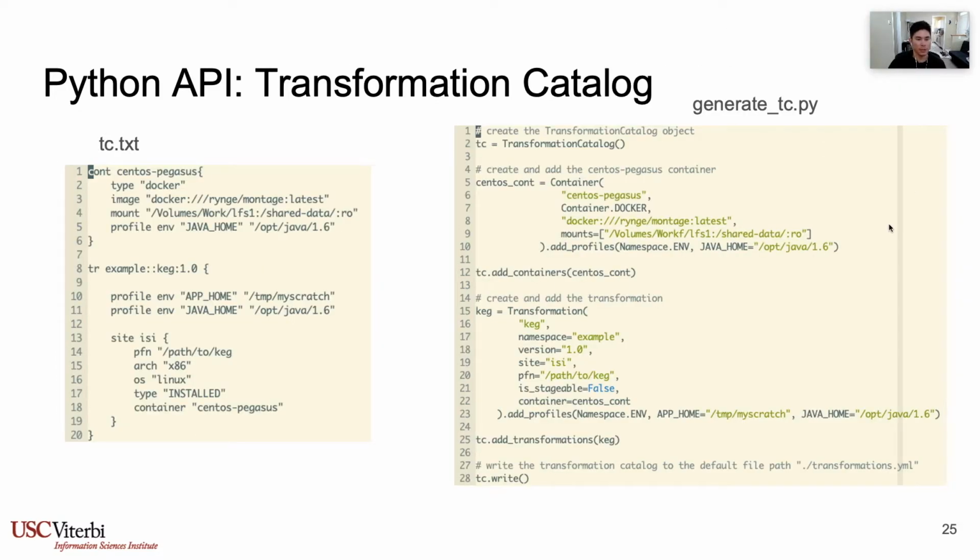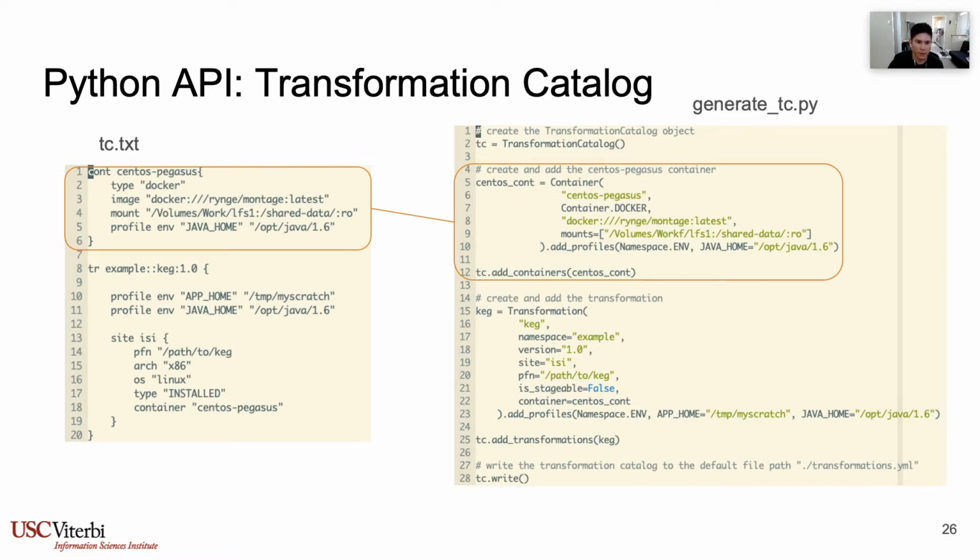So next we have the transformation catalog. On the left, we have a file tc.txt, which represents the text-based version of a transformation catalog. And then on the right, we have a file generate tc.py, which illustrates how you would generate the same transformation catalog, but using the new Python API. Here in our transformation catalog, we've defined a container and then an executable that will be run inside of this container. So when you create a transformation catalog using the new API, the first thing that you'll do is create a transformation catalog object, and then we will add containers and transformations to that object.